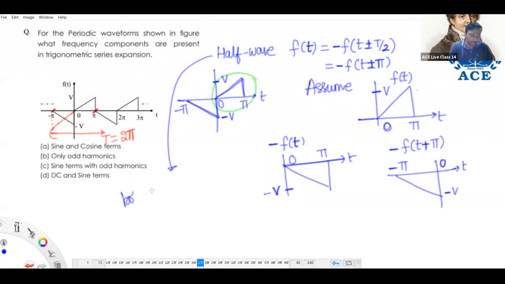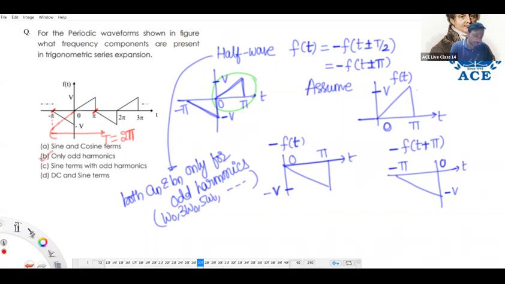Both a_n and b_n exist only for odd harmonics. According to the table we considered, both a_n and b_n only for odd harmonics.